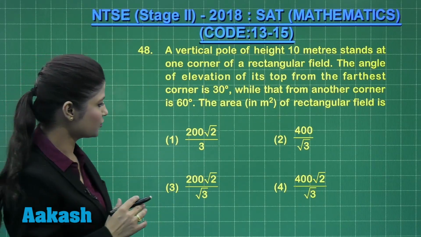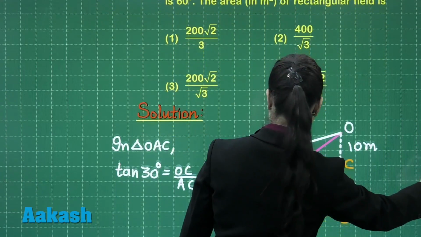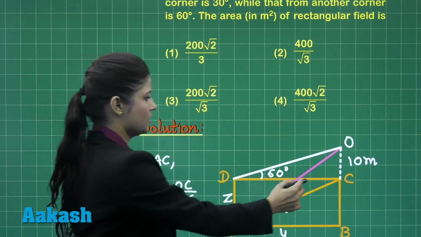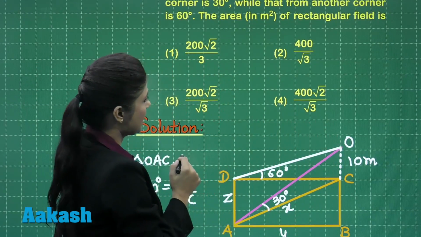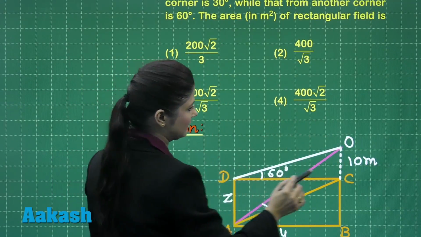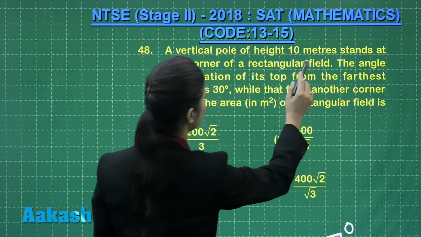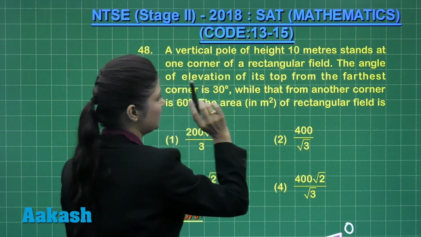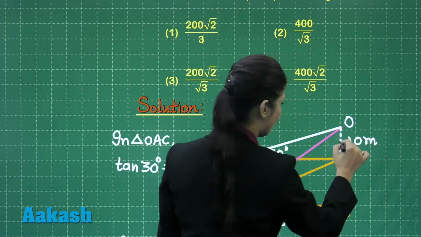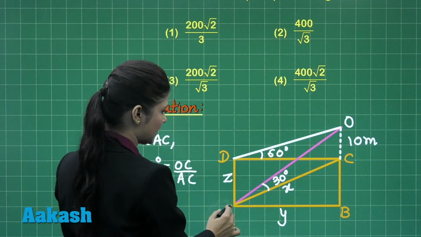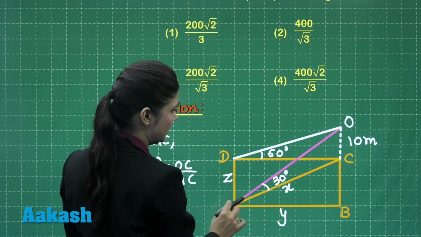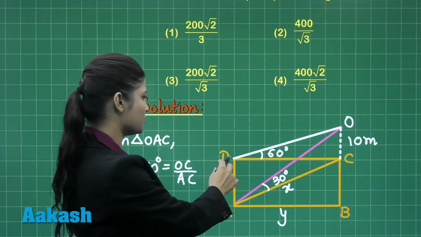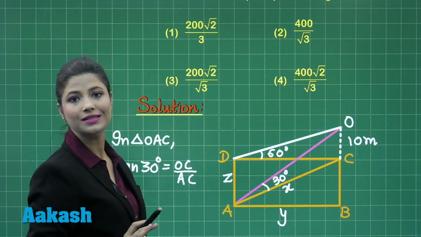So let's draw a figure to solve this. Very first here we have drawn this figure, and in this figure ABCD represents the rectangular field. Here OC is that pillar, and its height is given to be 10 meters. According to this question, the angle of elevation from the top of the farthest corner is 30 degrees. As the pole is at corner C, the farthest corner is A, so the angle of elevation, that is angle CAO, is 30 degrees, and the angle of elevation from another point, that is D, is given to be 60 degrees.